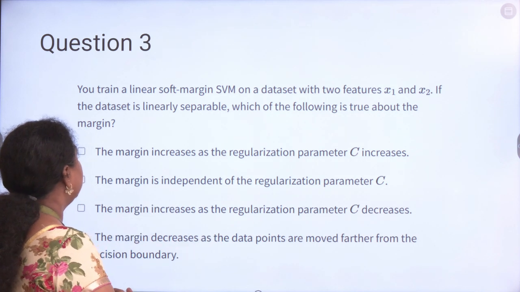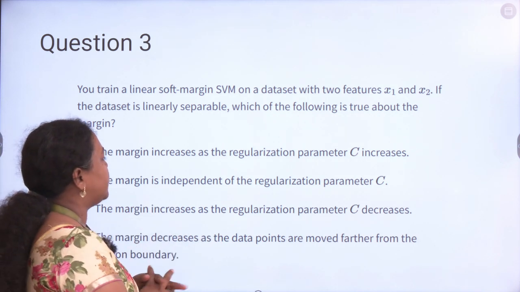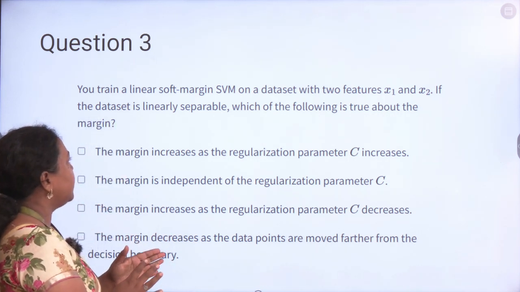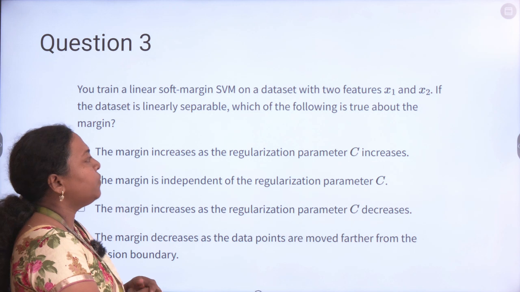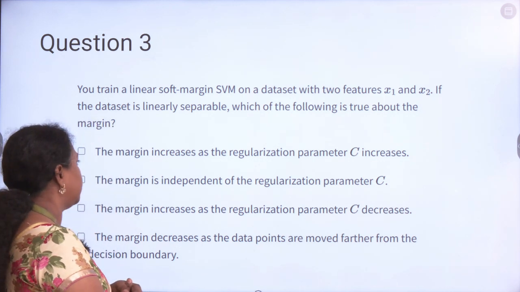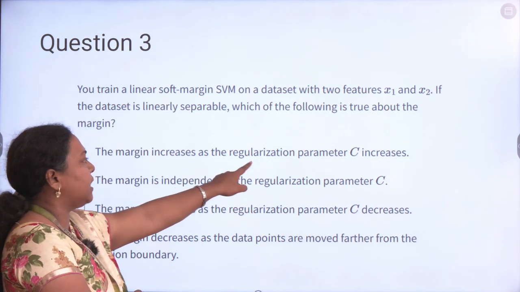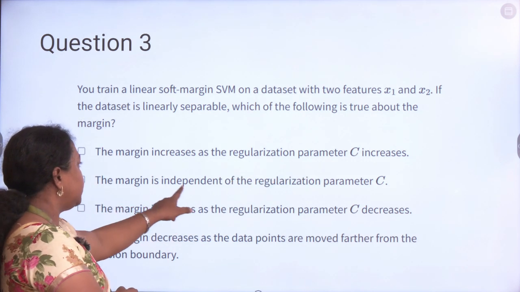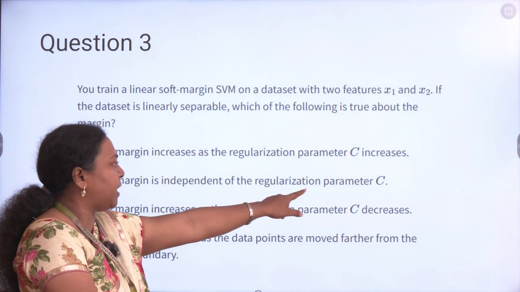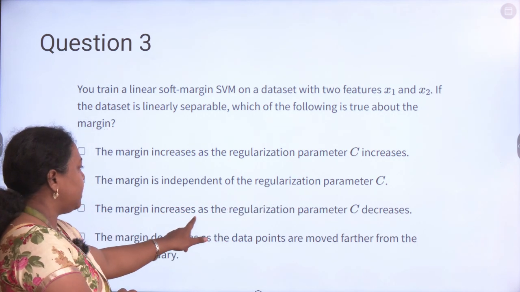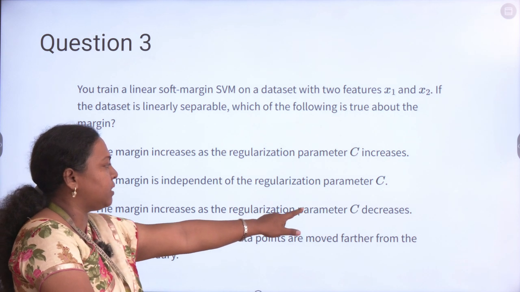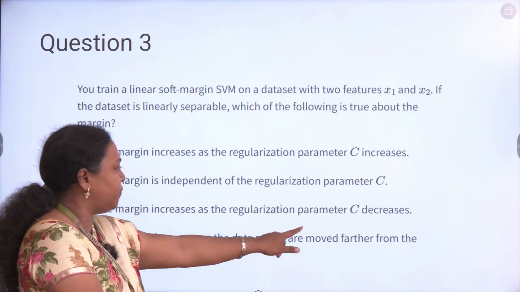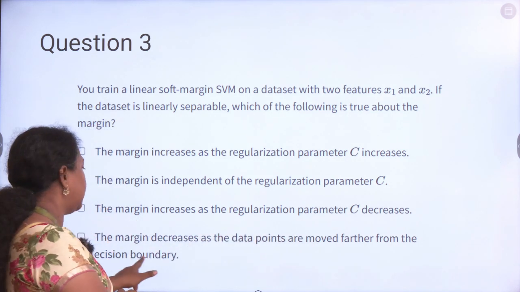So the next question. You train a linear soft margin SVM on a data set with two features x1 and x2. If the data set is linearly separable, which of the following is true about the margin? The margin decreases as the regularization parameter C increases. The margin is independent of the regularization parameter C. The margin increases as the regularization parameter C decreases. The margin decreases as the data points are moved further from the decision boundary.